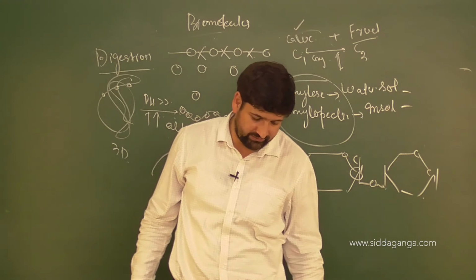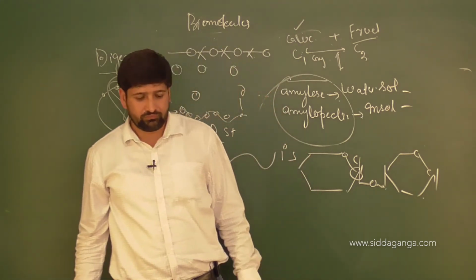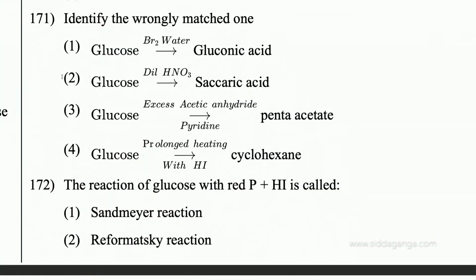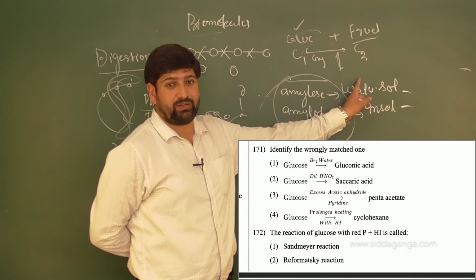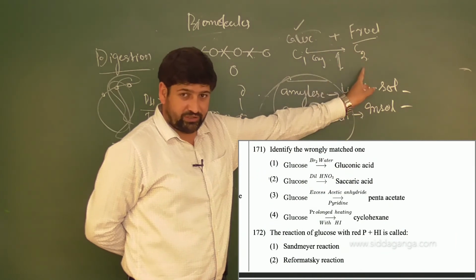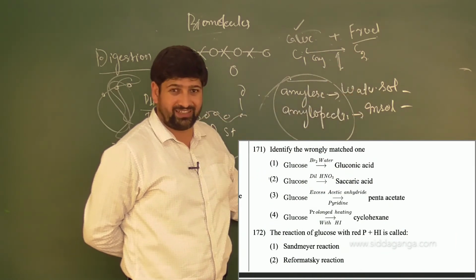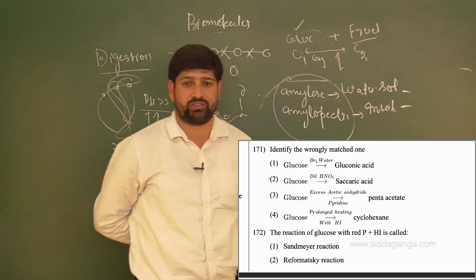Next question. Question 171. What's asked? Identify the wrongly matched one. Glucose, bromine water gives gluconic acid. Absolutely right. We have already known it. So a weak oxidizing agent, if added to glucose, converts it to gluconic acid. In gluconic acid, what's the change? One CHO group is converted to COOH group, so we will have carboxylic acid production there.